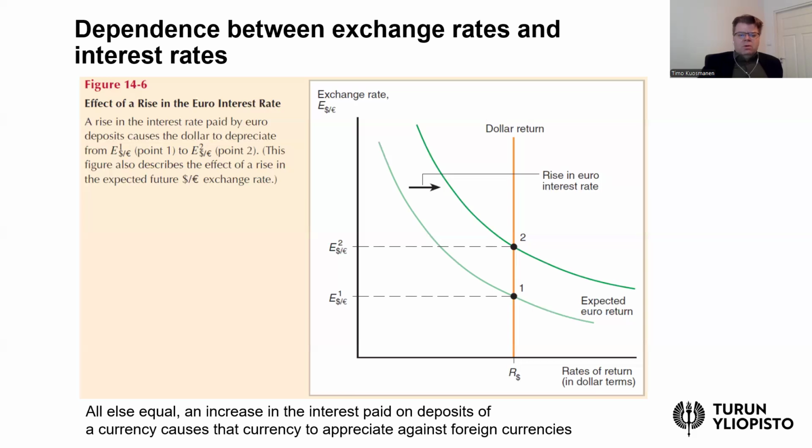So to summarize, all else equal, an increase in the interest paid on deposits of a currency causes that currency to appreciate against foreign currencies. And of course, conversely, a decrease in the interest rate causes the currency to depreciate against foreign currencies. Interestingly, when the European Central Bank announces a change in the interest rate, then typically the foreign exchange rate also responds to some extent.